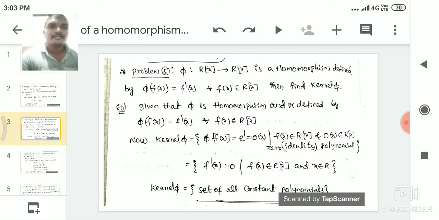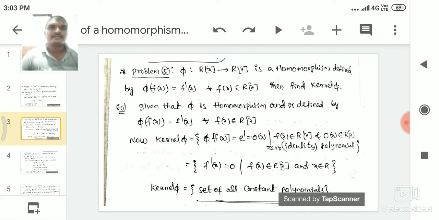Here given pi is a homomorphism defined by pi of f of x is equal to f dash of x. If you take any polynomial f of x from R of x, here we define it as f dash of x, for every f of x belongs to R of x. Then find kernel pi.